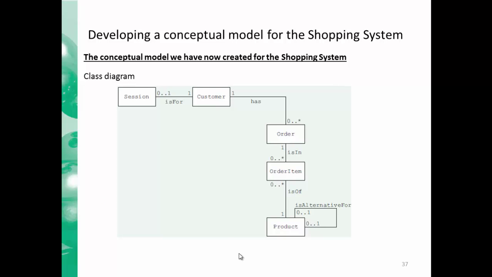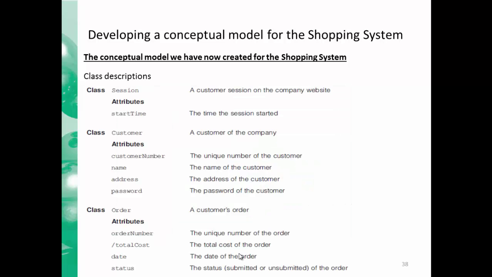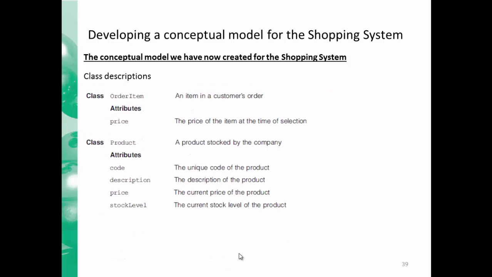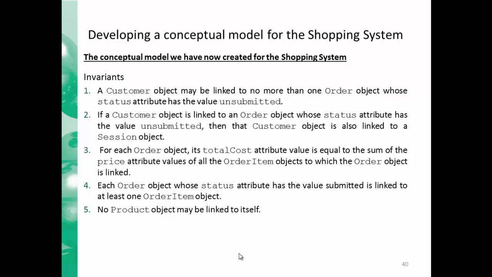We are done now with building the shopping system conceptual model. Our class diagram in this slide is ready. Our descriptions for all classes are also there, and at the end we have the five invariants that we have identified. So we are now done with building the conceptual model for the shopping system.